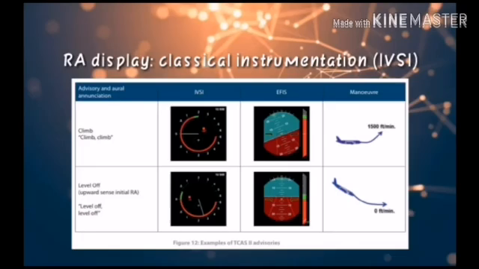RA display, classical instrumentation IVSI. An RA is shown by the display of a red arc, which indicates the range of vertical rates which are to be avoided. When appropriate, a green arc shown next to the red arc indicates to the pilots that they should maneuver the aircraft to reach the required vertical rate shown in the green arc. If there is more than one threat, two red arcs may flank the range of the required vertical rates.